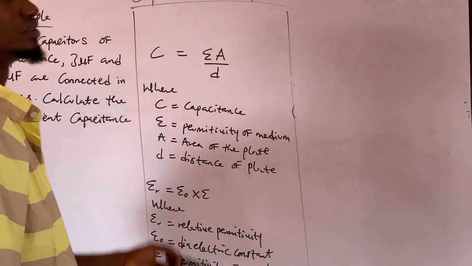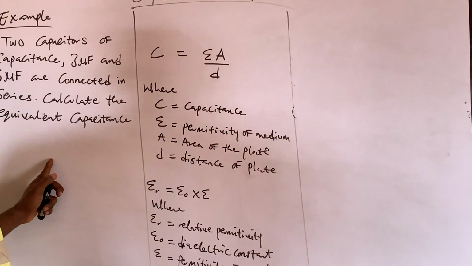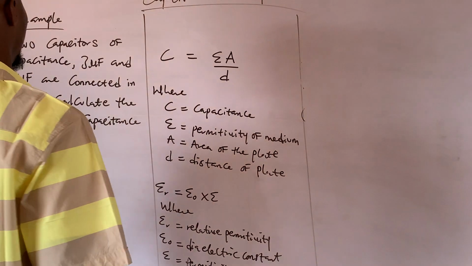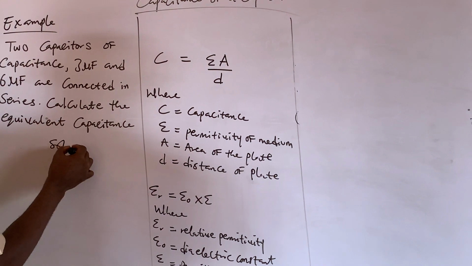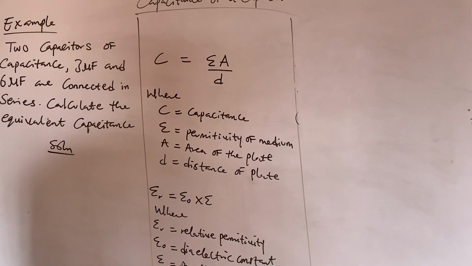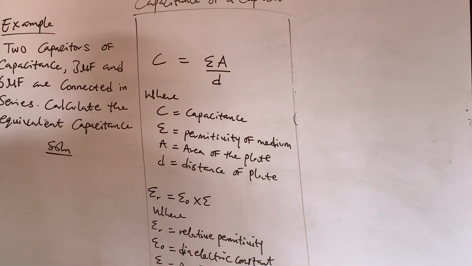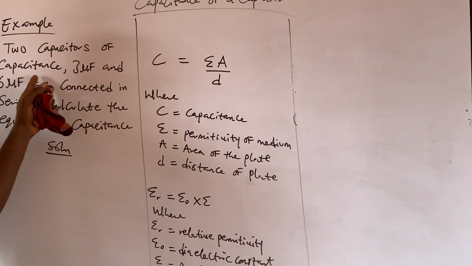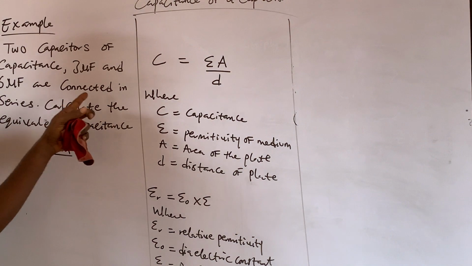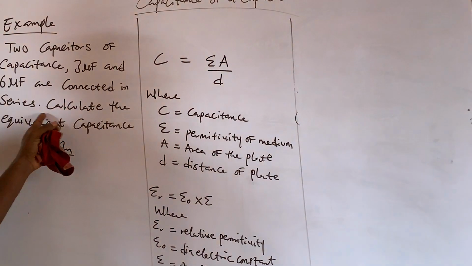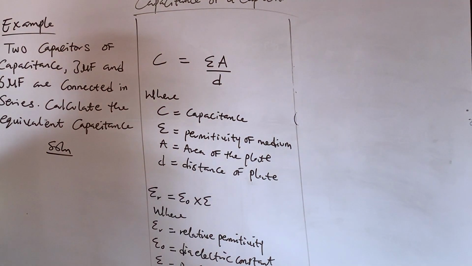But before we go into the calculation, let me start from this simple calculation here. Look at the example here. Solution. This example says 2 capacitors of capacitance, 3 microfarad and 6 microfarad are connected in series. Full stop. Calculate the equivalent capacitance.